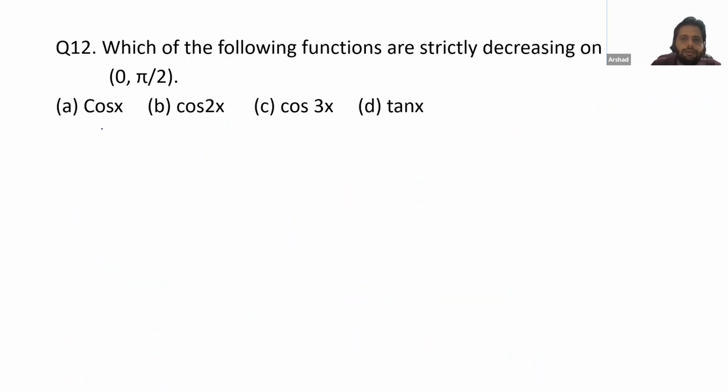Okay, we are going to start the next question. If you miss anything, please let me know. Which of the following functions is strictly decreasing? This question is homework. This is a very simple question. You have an interval, and you just need to check whether the function is strictly increasing or strictly decreasing on it. This is your homework.